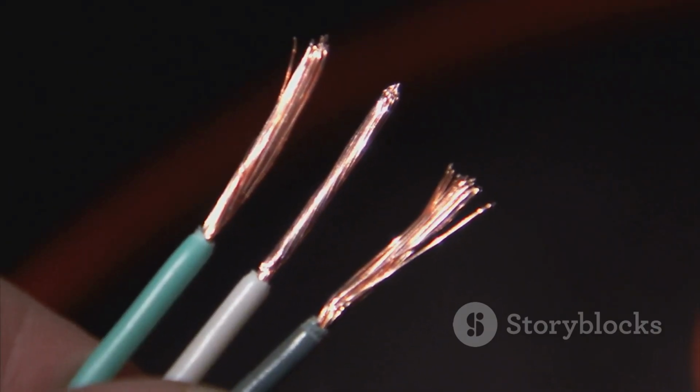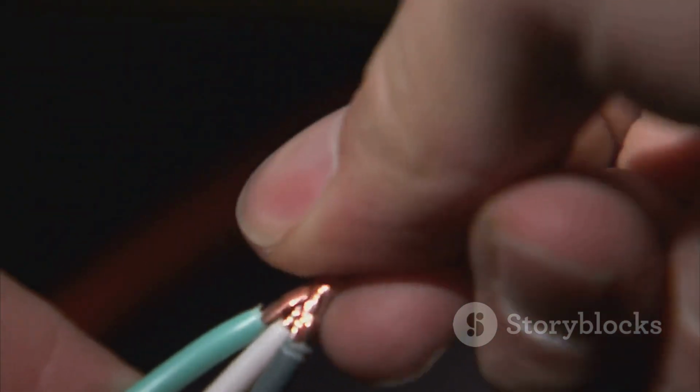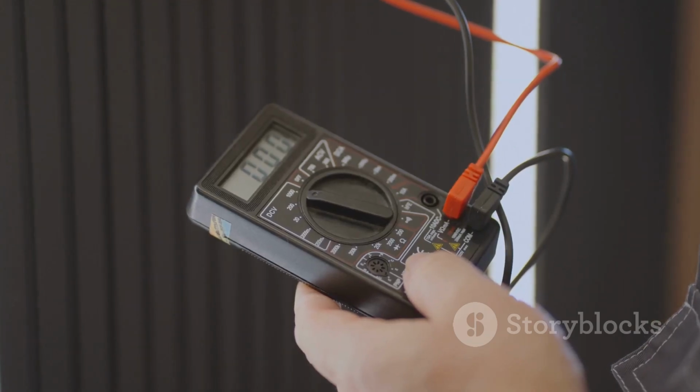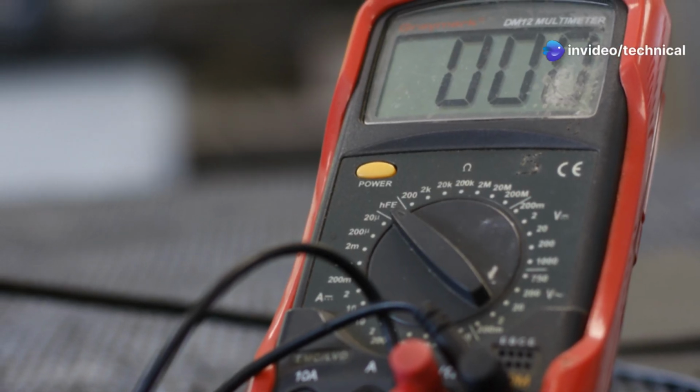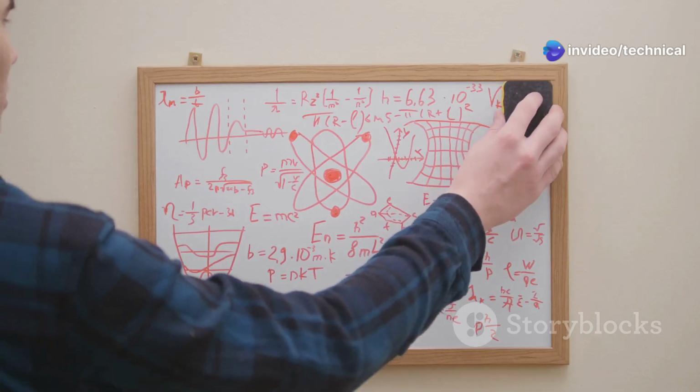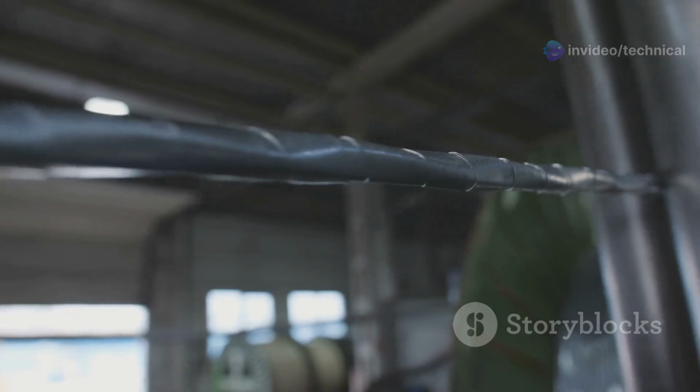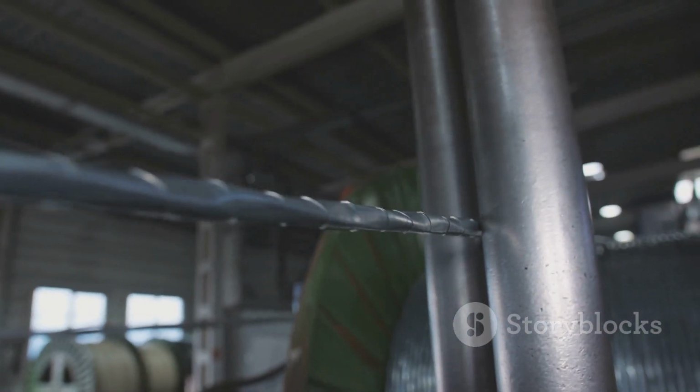Similarly, materials with low resistance like copper allow electricity to flow easily. We measure resistance in ohms. The higher the ohms, the more resistance the material has. Ohm's law helps us understand this relationship. This important law states that voltage, or electrical pressure, equals current, the flow of electricity, multiplied by resistance.